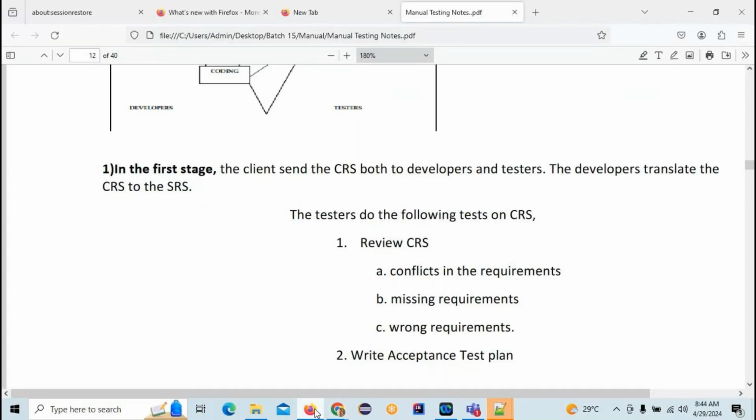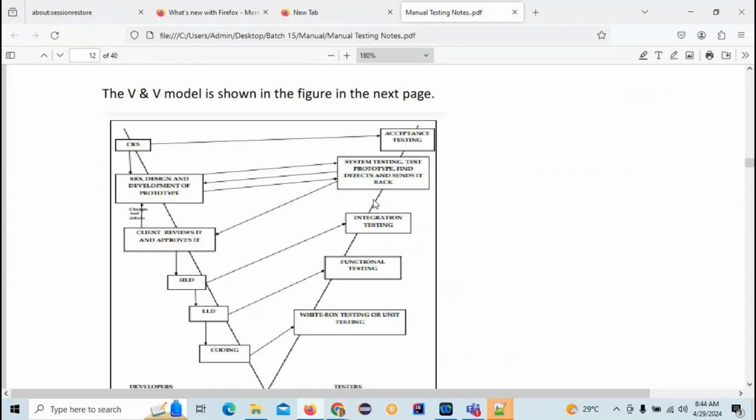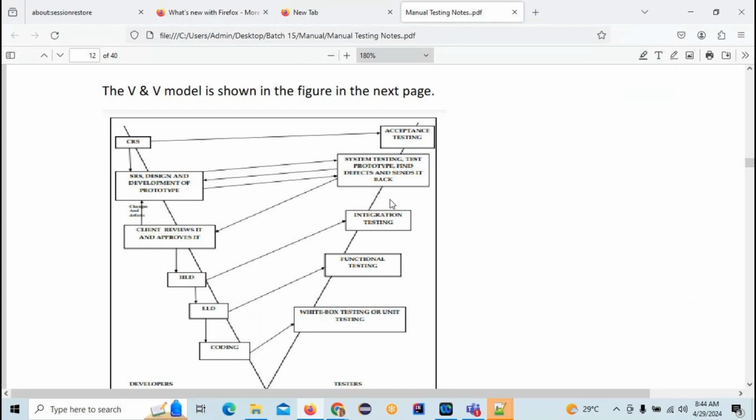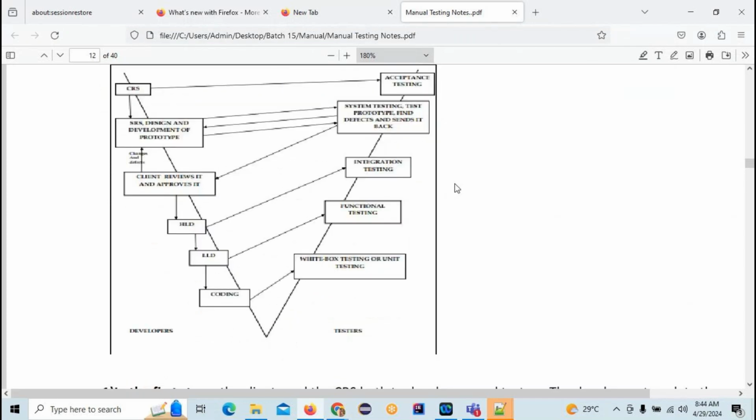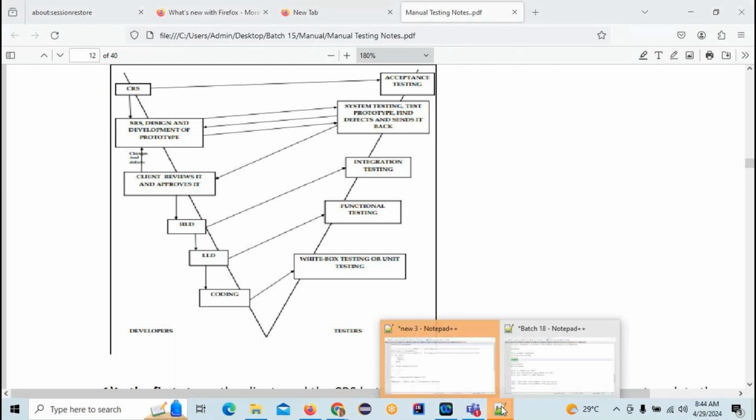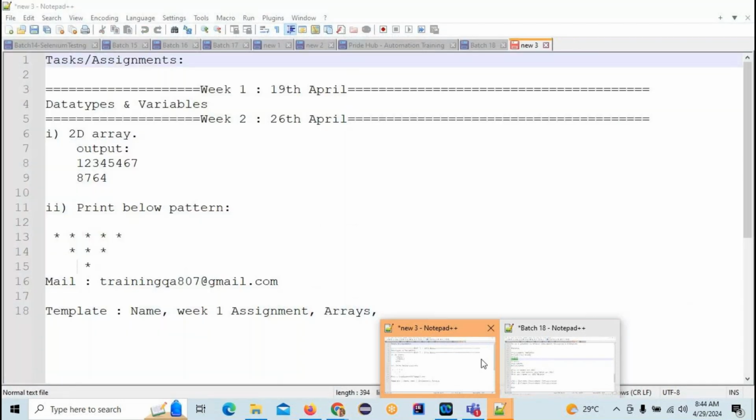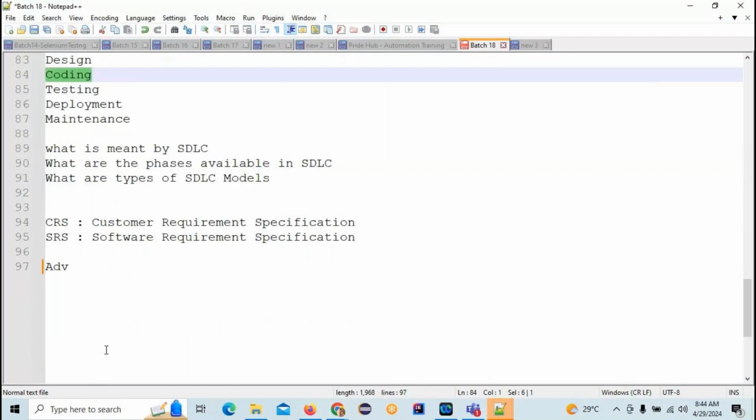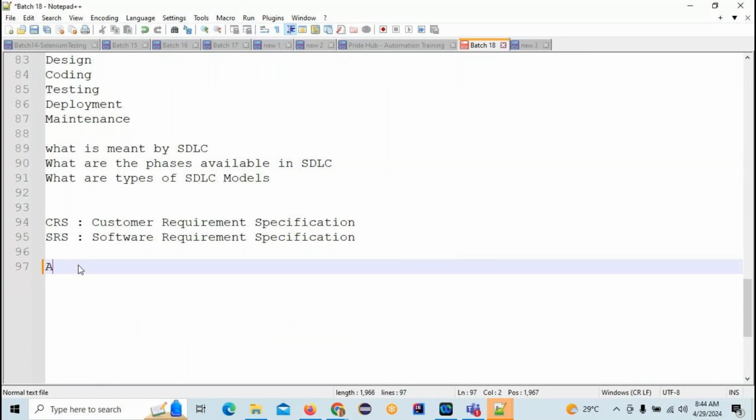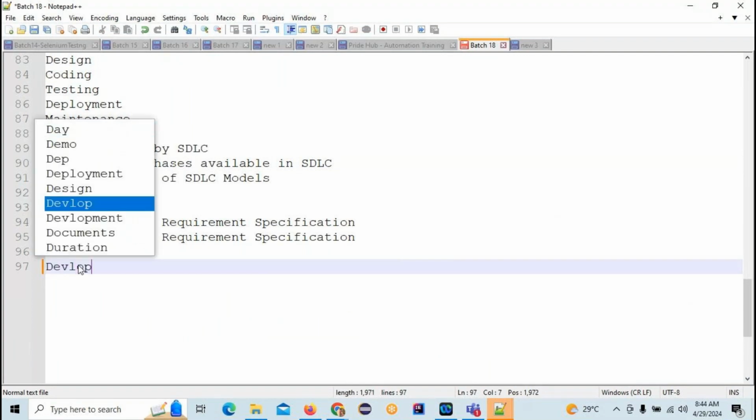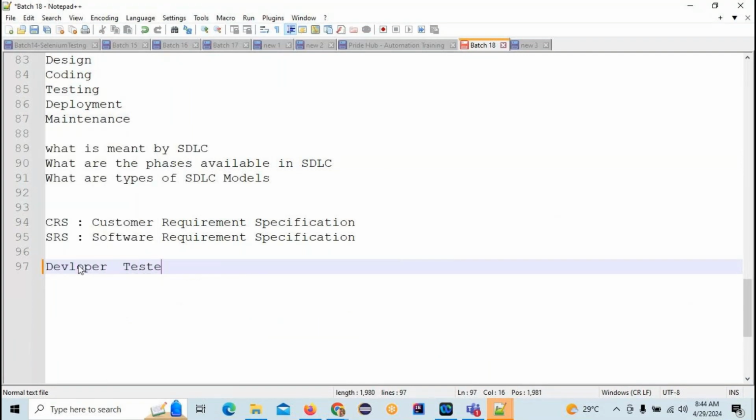So what didn't you understand in the V model? I think you are able to see the screen, right? Can you please tell me what you didn't understand, so that I can go through it. Okay, what is the tester's work after the SRS is done? So here I will explain clearly in the notepad, and I think you will get it very clearly. Here the developer will be there, tester will be there.